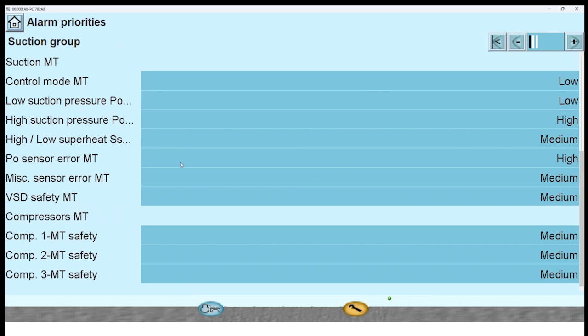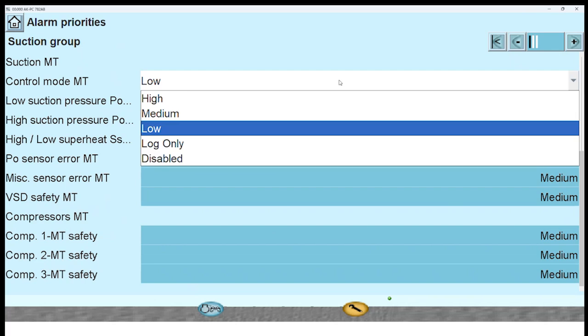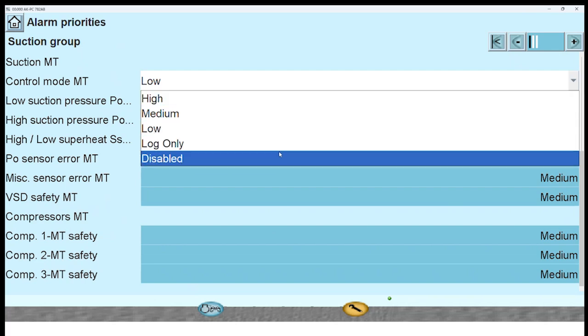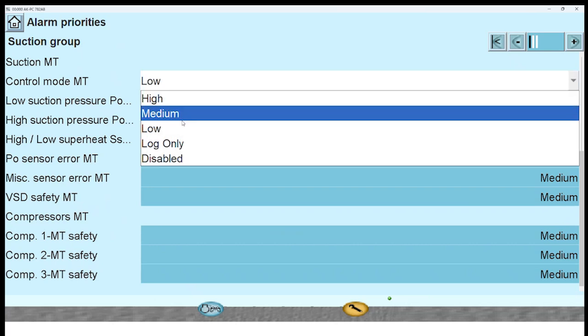And so for a lot of the alarms that the pack controller can generate, you can get into here if you want to. If there are some alarms you don't want to generate at all, you can disable them or mark them as log only, to only generate in the pack controller. And then you also have low, medium, and high.